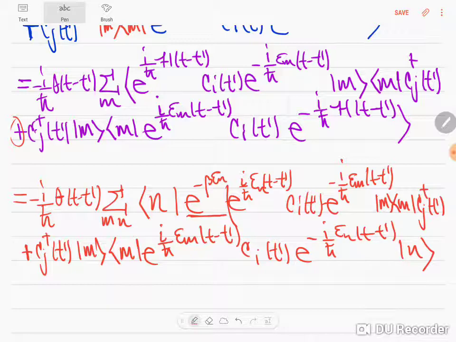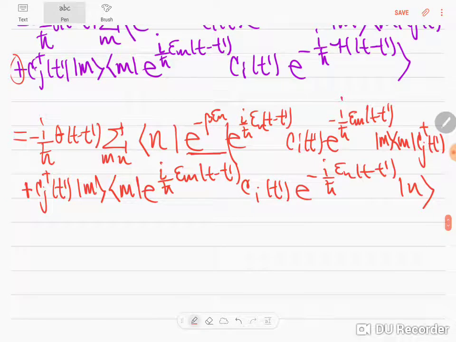Okay, so now what we can do, after just having performed all those eigenvalue operations, is remove this e to the minus beta En outside, and we just gather here. So here we have e to the minus i over h bar (En minus En) times (t minus t prime). We can factorize this very easily, so let's write it down here.